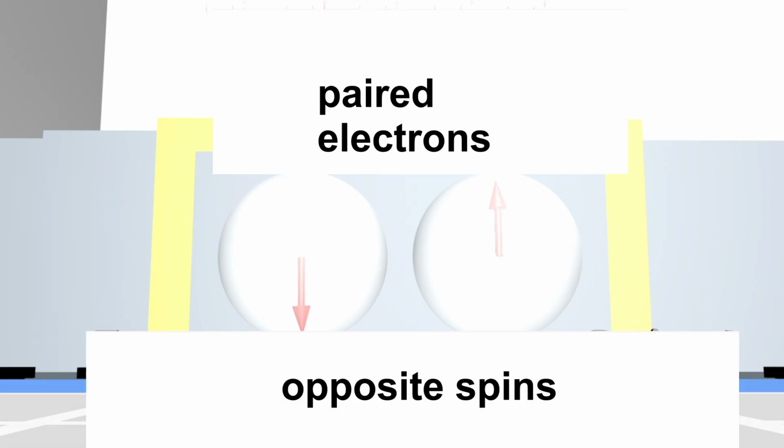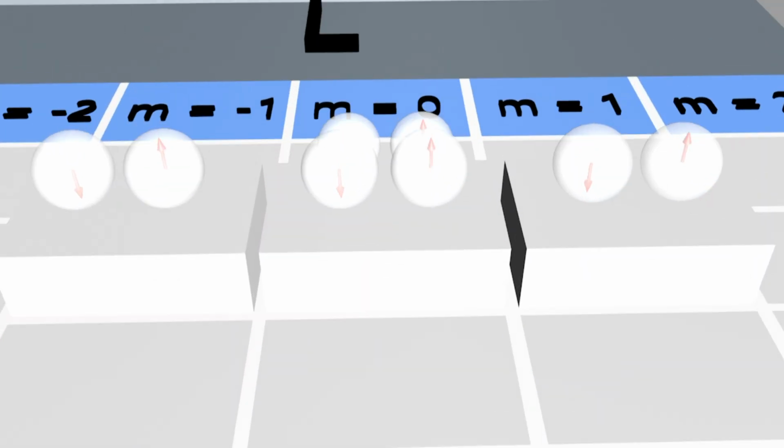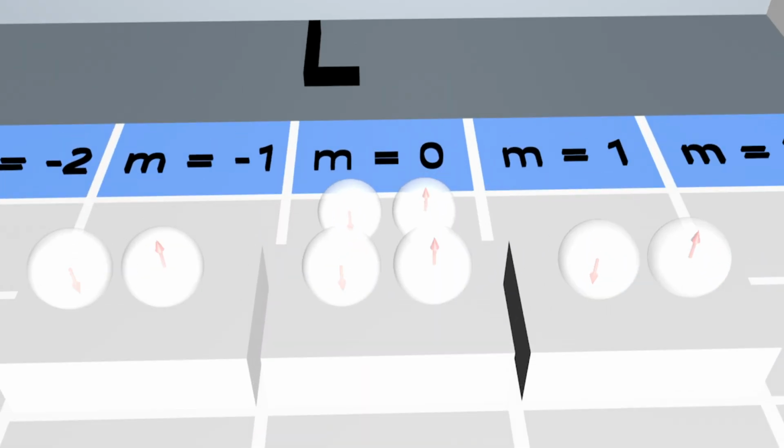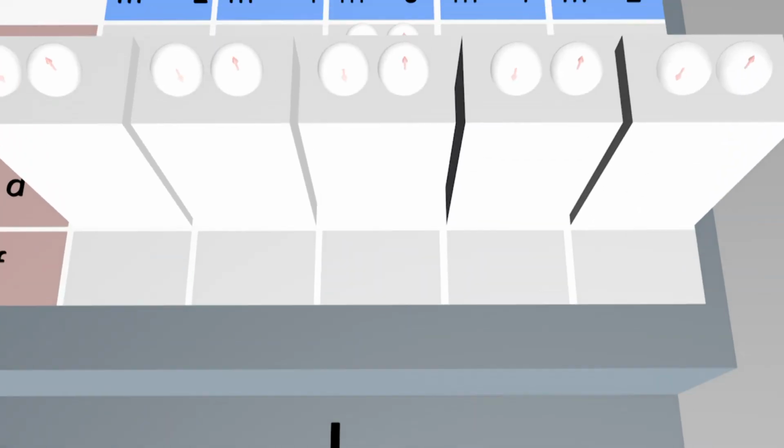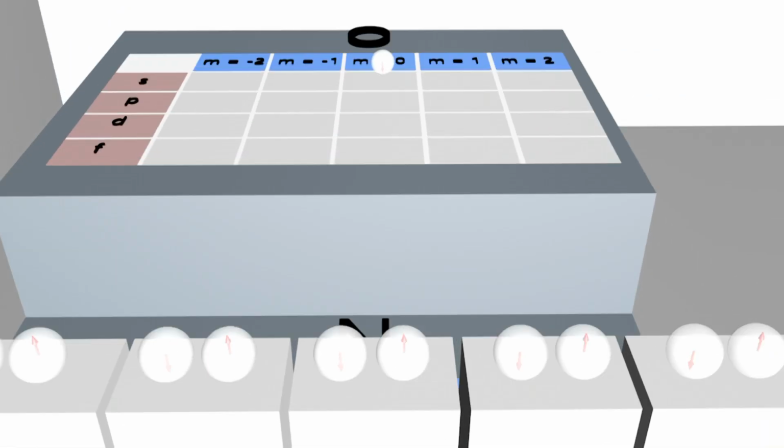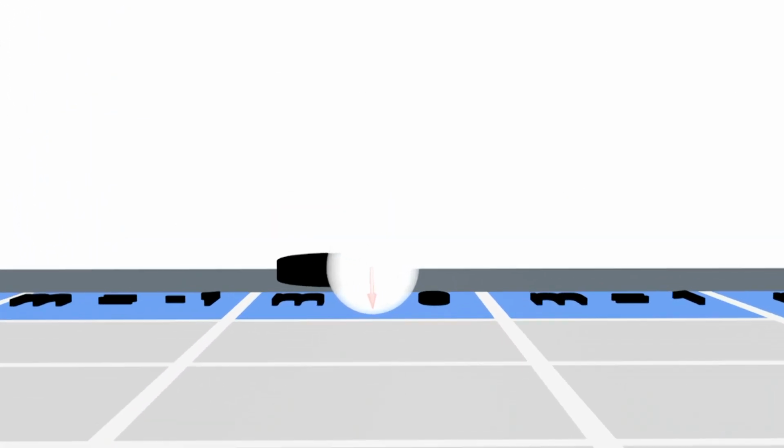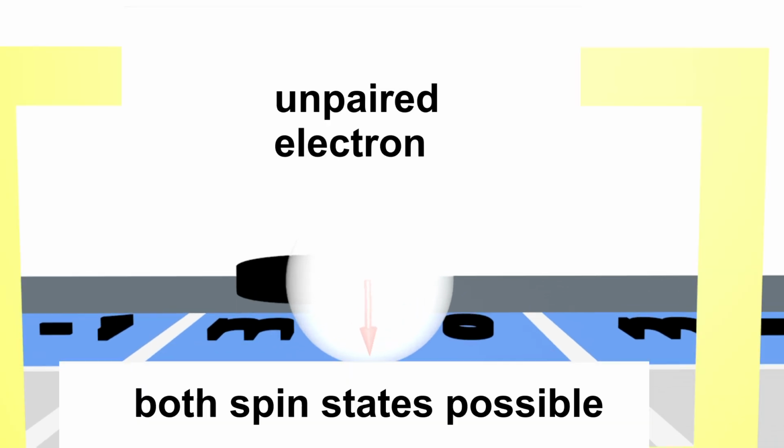If you look at the electrons on the other shells, you can see that they consist entirely of paired electrons. Only on the highest shell there is a single unpaired electron. This electron can assume both spin states, spin down or spin up, without breaking the Pauli principle.